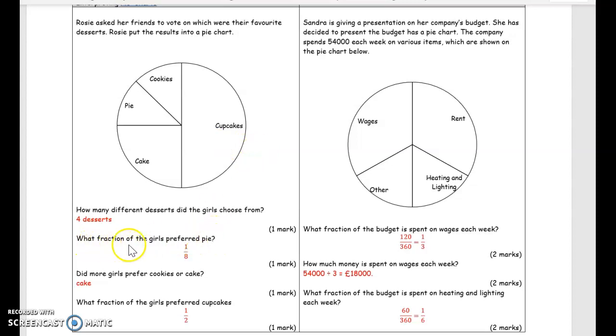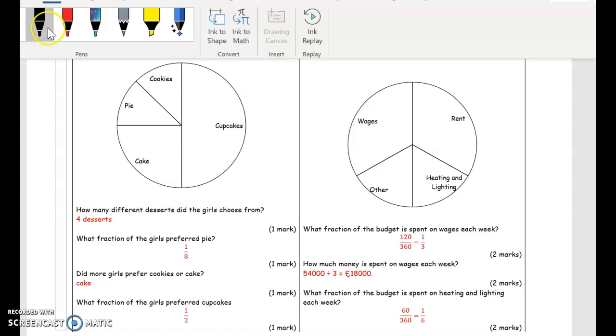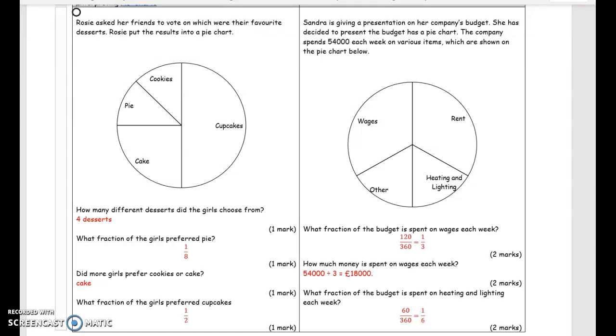What fraction of the girls preferred pie? Now, as you can see, these are all different sizes apart from the cookies and the pie. So you need to imagine or include drawing the shapes in, to make them the same size.